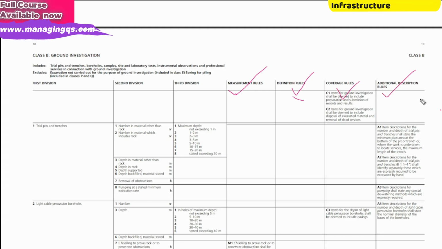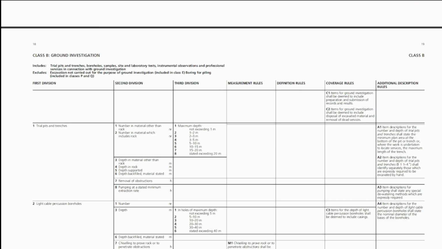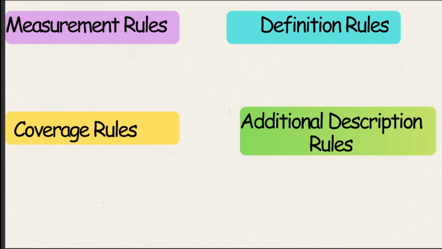Most of the people ask why we use these 4 types of rules in the session book, what is the main purpose we are using them for, and what is the usage of these 4 types of rules. So in this session we are going to discuss very deeply what is the usage of these 4 types of rules. I can make it like this for your easy understanding.